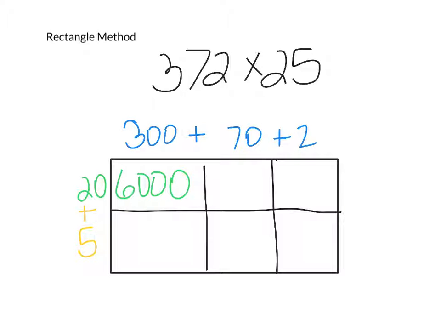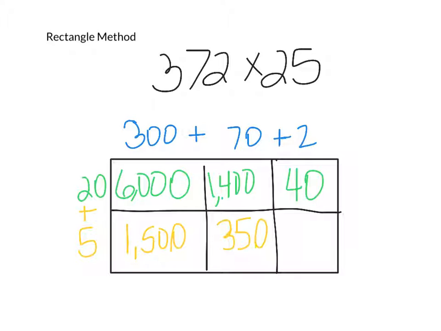And then I have 20 times 70, which is 1,400. I have 20 times 2, which will be 40. And then I have my 5s. My 5 times 300 is 1,500. 5 times 70 is 350. And 5 times 2 is 10.